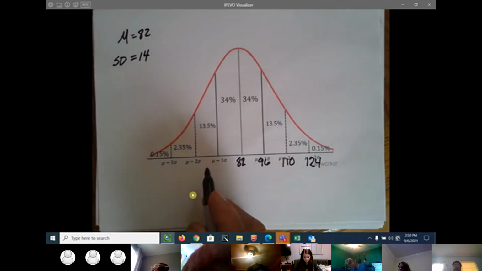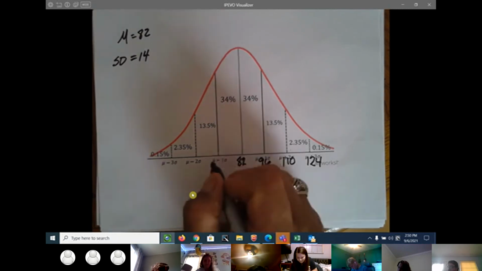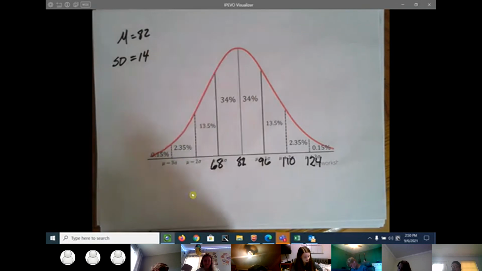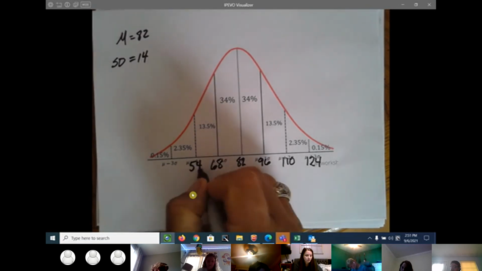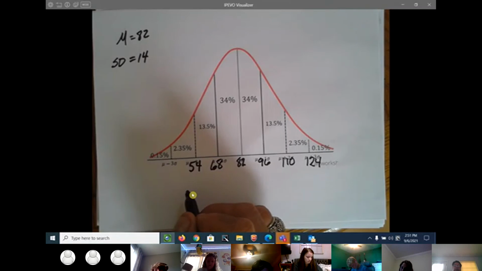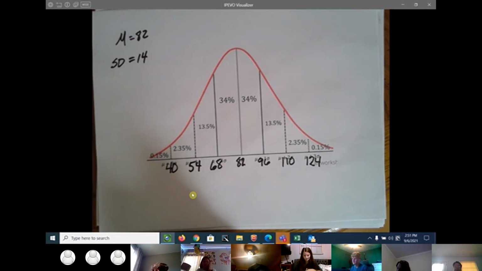82 minus 14, I have no earthly idea. I would say what? 68? I suck at subtraction. 68? 68 minus 14 is what? 54? And 54 minus 14 is 30 or 40? 40? Y'all check my math, please.